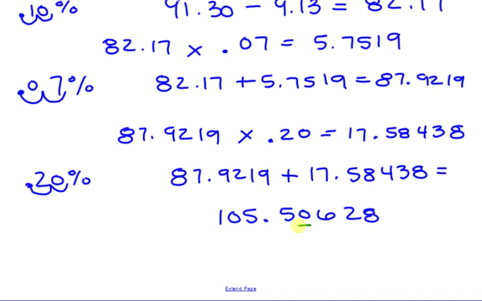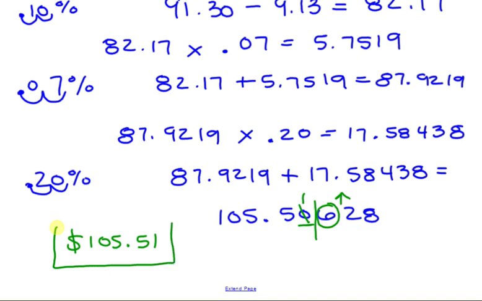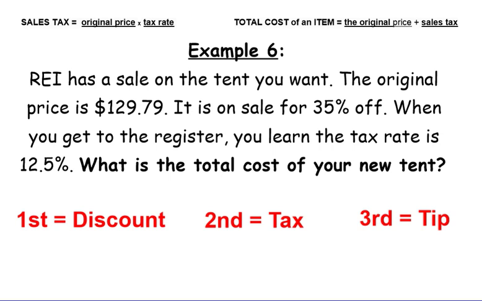So, hundredths place for money, draw my stick, circle the next number. The 6 tells us to go up, cross out the 0, make it a 1. Your total bill with discount, tax, and tip is $105.51. That was a big one. Good job.